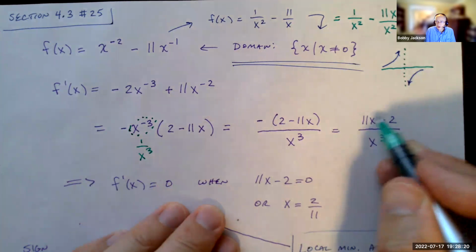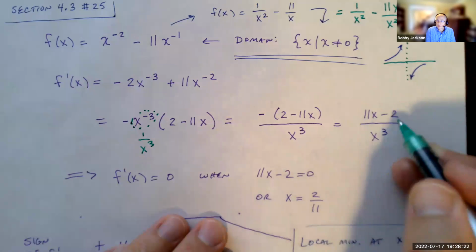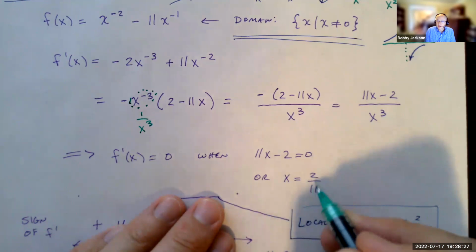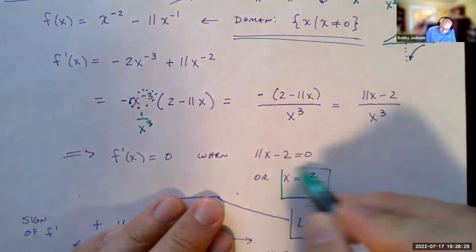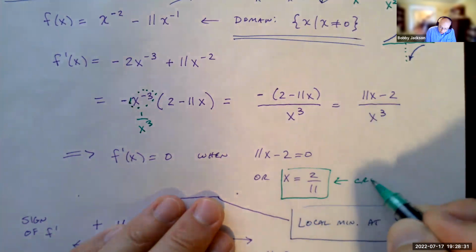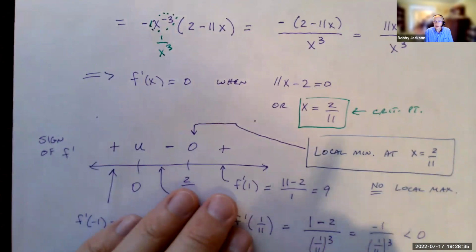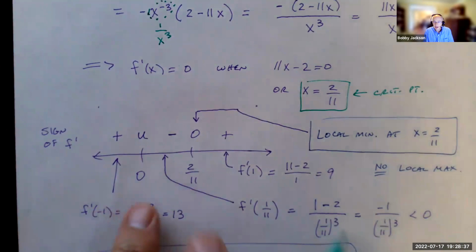But it is equal to 0 when 11x minus 2 is 0, right? When the numerator is 0, and that occurs when x is 2/11. That, in fact, is the critical point. And so we only have one. And so we need to do a sign check now on our derivative. And here's how I've done it.